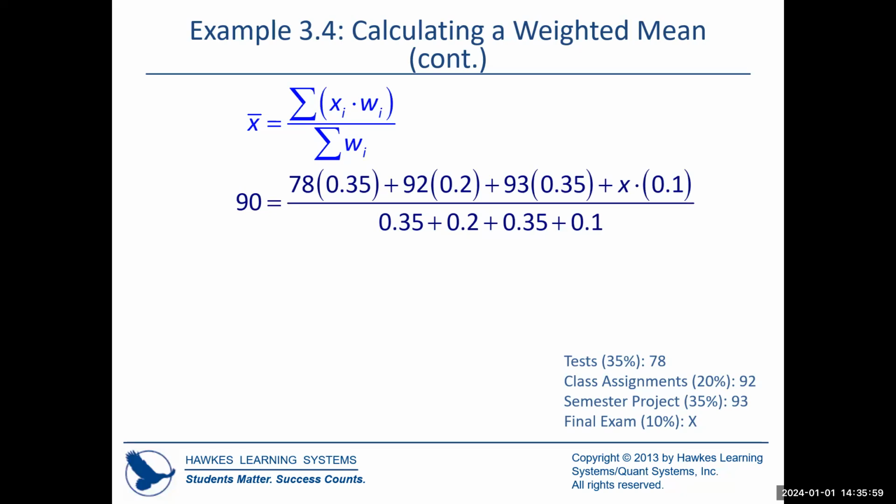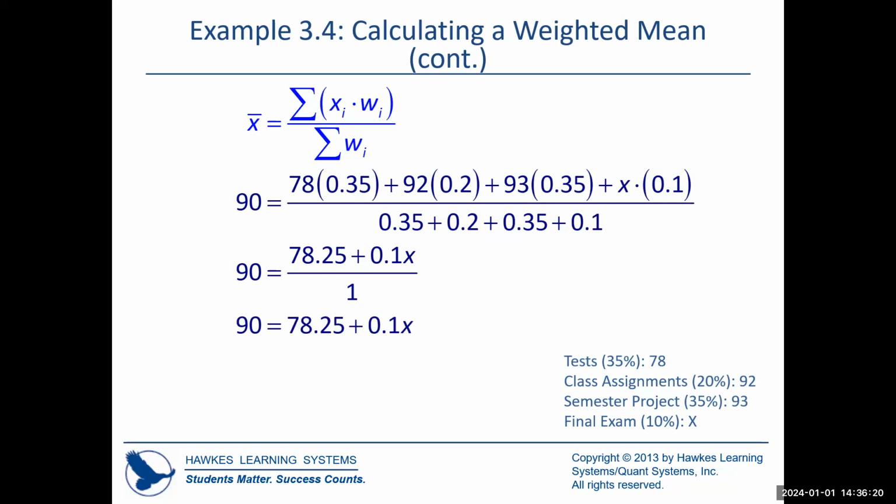Now, this whole thing is equal to 90. Why is it equal to 90? Because that's the grade she wants. If she had said she wants an 85, we would change 90 to 85. So we need to simplify this. Again, the denominator is 1. The numerator simplifies to 78.25 plus 0.1x.